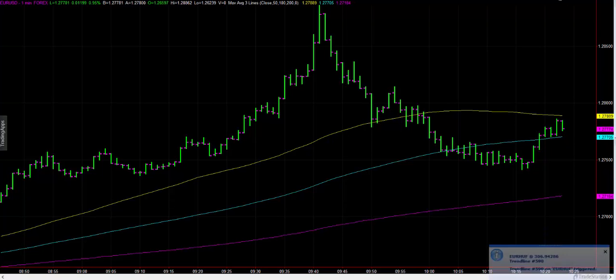Let's continue to see what today holds for the euro and see if it can move to multi-week highs.